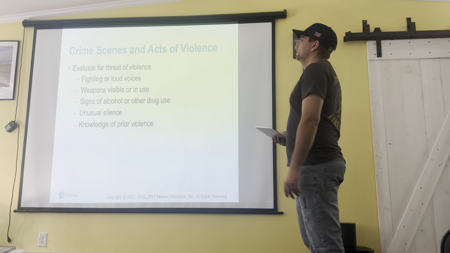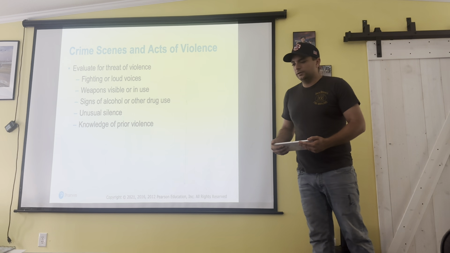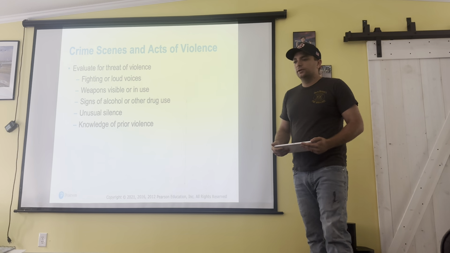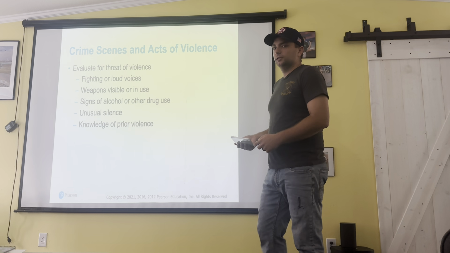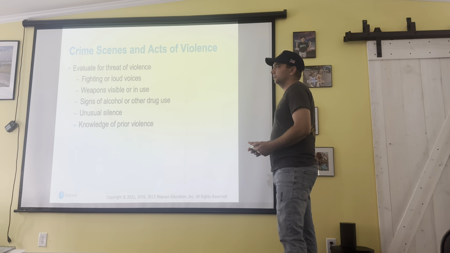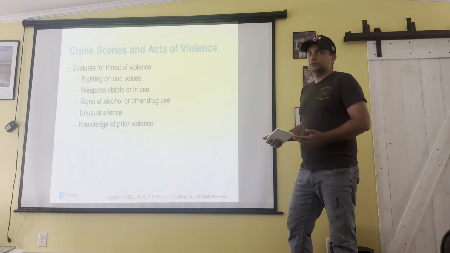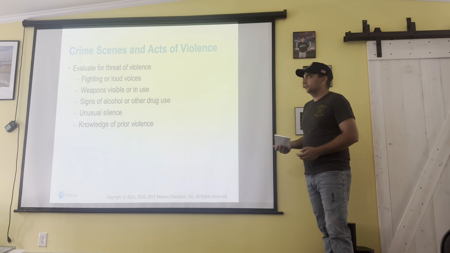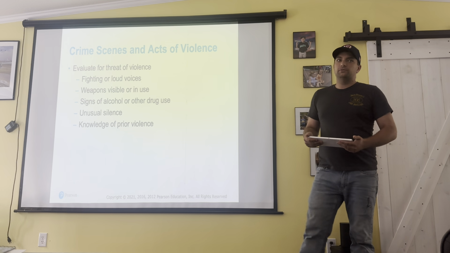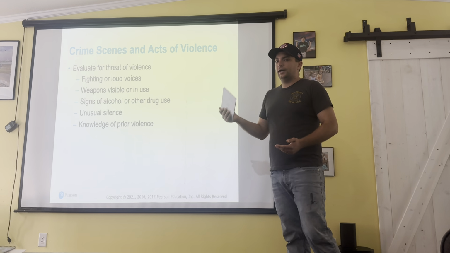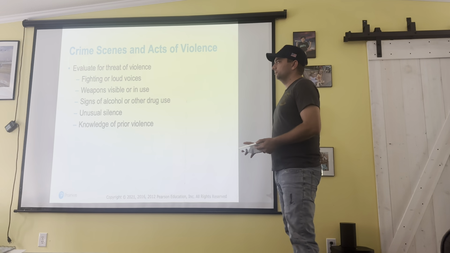Crime scenes and acts of violence. So evaluate for the threat of violence. Even when LEO is there or the cops are there and they've made the scene safe, things can change. People can become violent again. When we're walking up to a house, maybe we didn't suspect violence. Listen for these things. Are we hearing fighting or loud voices inside the house? Are there weapons that are visible or in use? Do we have signs of alcohol or drug use? Unusual silence, or sometimes we'll have responded to an address before, or even have CAD notes in our computer or given to us by the dispatcher telling us there's been knowledge of prior violence.